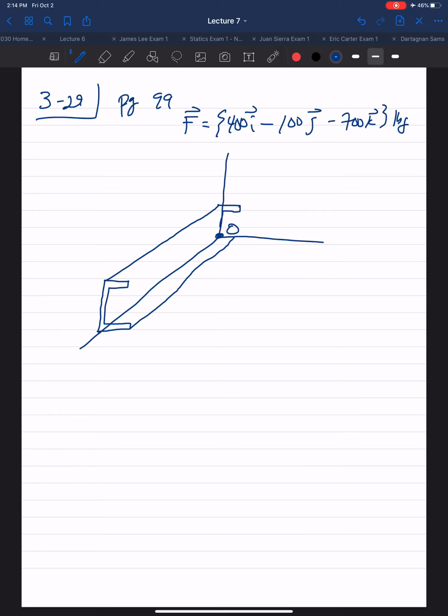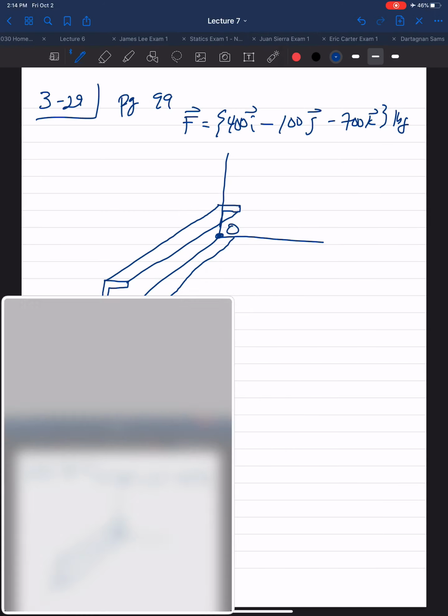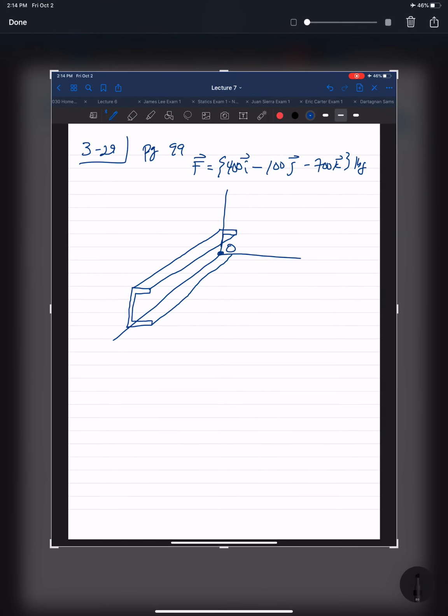Okay, that's pretty much the best I can do, drawing wise. Let's get this down here. Okay. Copy that. Here's another problem.